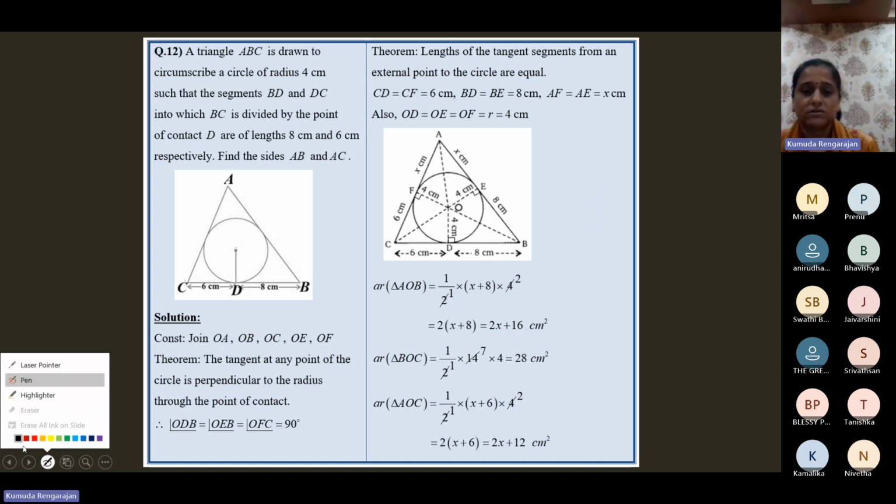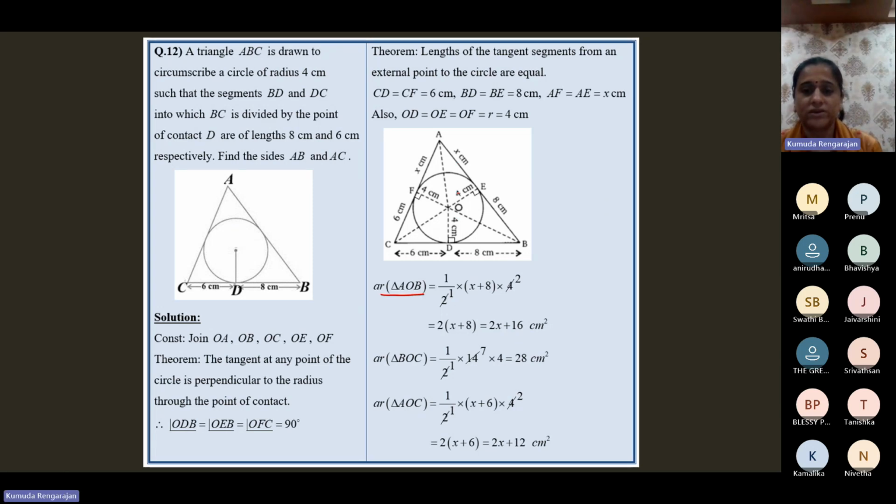So see here, children. Area of triangle AOB. Where is AOB? This one. This is AOB. Base x plus 8 into radius. Radius is given here, 4. This is R, 4. So area of triangle AOB is half into base x plus 8 into altitude 4. So on working that, you get 2x plus 16.